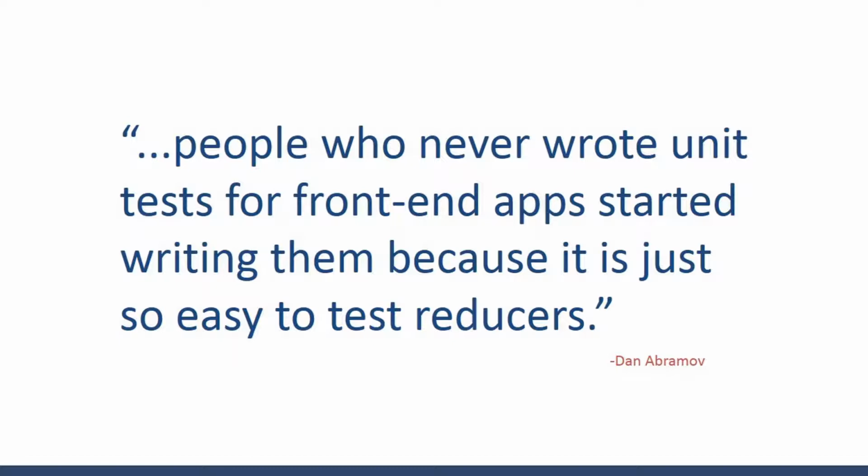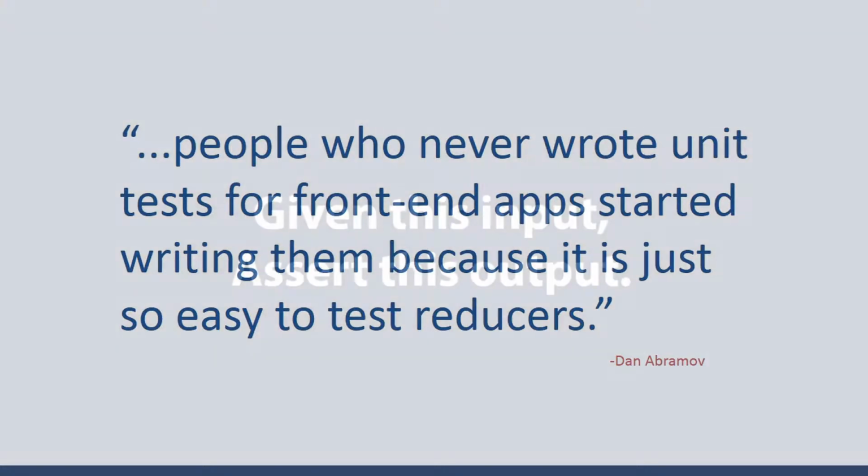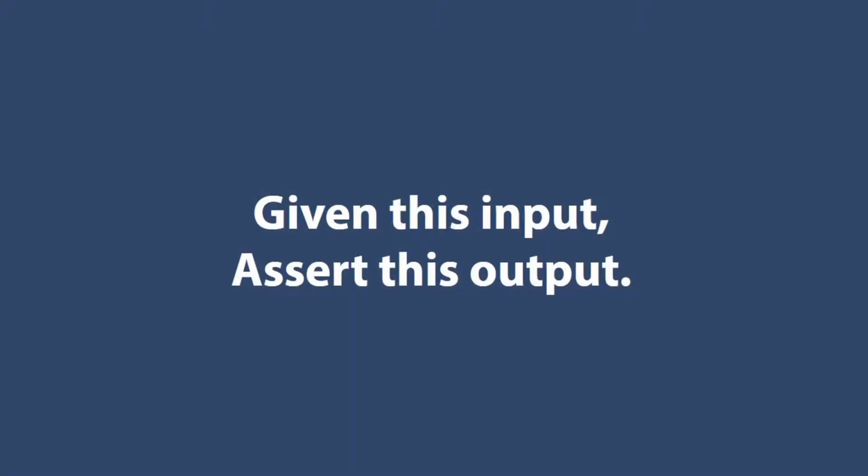So you can just call the reducer with a state and an action and assert that its output matches exactly what you expect. So testing reducers is as simple as it gets. Given this input, assert this output. Since reducers have no side effects, they're easy to understand and test.